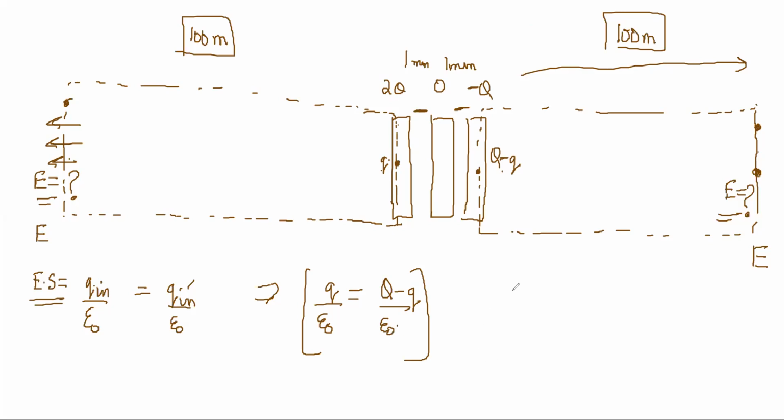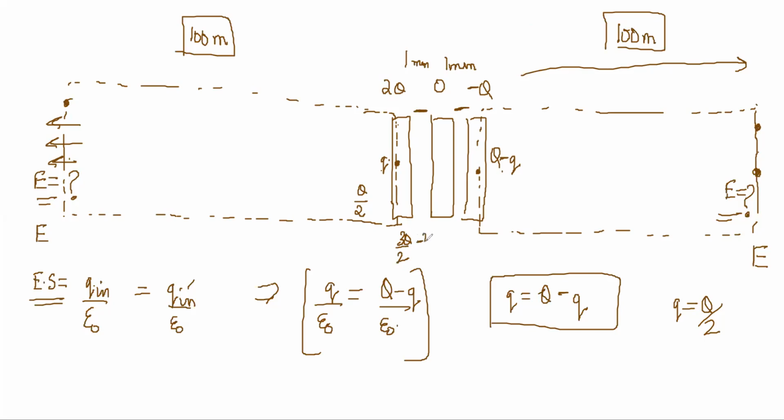So you will get an equation saying q is equal to capital Q minus q, correct? And that will give you the value of small q. Small q will become Q by 2, right? 2q is equal to Q, so q is equal to Q by 2. So this becomes Q by 2, so this becomes 3Q by 2, minus 3Q by 2, and this becomes Q minus Q by 2, so Q by 2, right?